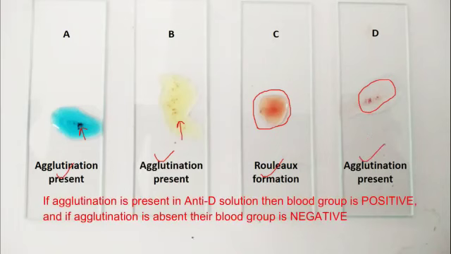So we did this practical and found that the person has an AB positive blood group, because there is a presence of agglutinogen A, agglutinogen B as well as Rh agglutinogen. Clear?